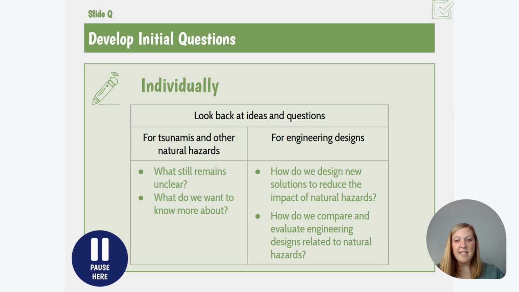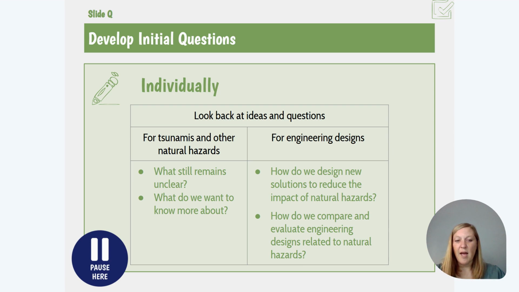So if you take a look at this slide, we're looking at two different columns. The first category is questions about tsunamis and other natural hazards. So the natural hazards themselves. And then the second category is questions about engineering designs for any of those hazards. Okay? So the technologies that might help warn us or reduce the impact from those natural hazards. So you can generate questions in both categories.